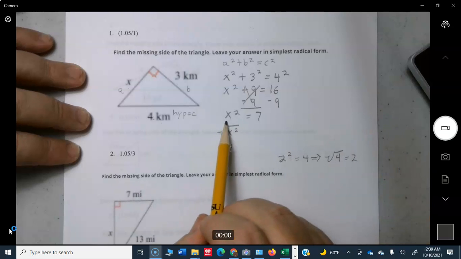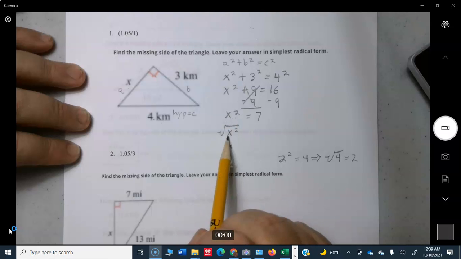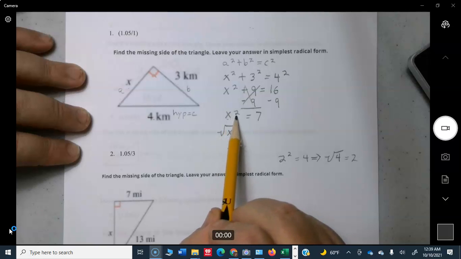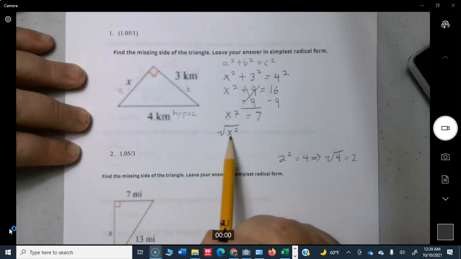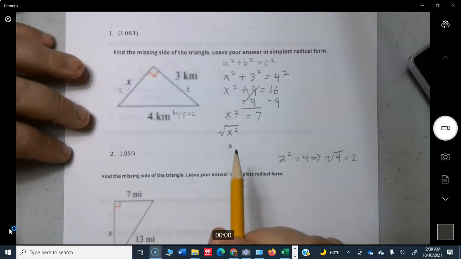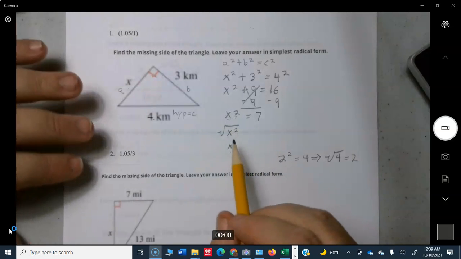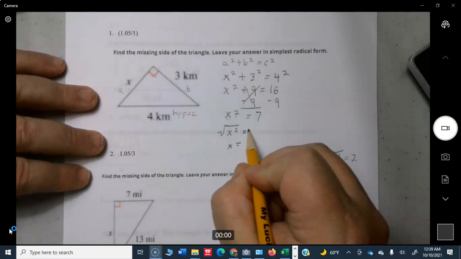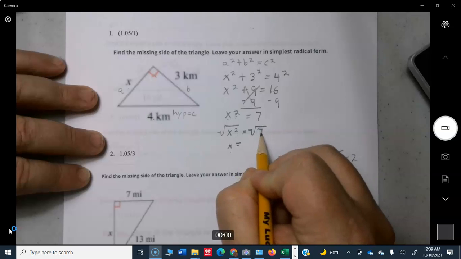So if you take x and square it, and then take the square root of x squared, it gets you back to x. If you take 2 and square it, you get 4, and the square root of 4 gets you back to 2 again. So inverses simply mean they reverse each other. That equals x, which means you have to take the square root of the other side, which is the square root of 7.